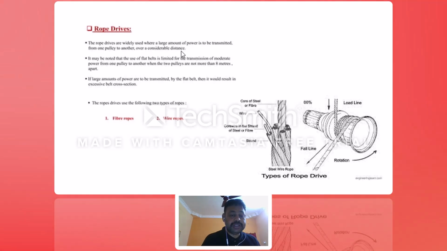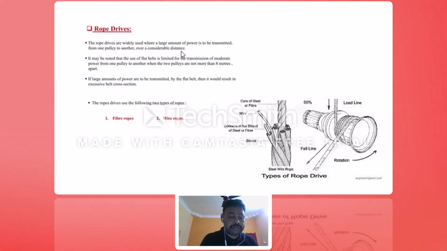So it may be noted that the use of felt belt is limited only to transmission of moderate power. For example, less power, like your flour mills, is easy. Whereas if you want to pull out a very large load, this is the better source. If a large amount of power is to be transmitted with a flat belt, it would result in excessive belt cross section. They will have to use a thicker belt.